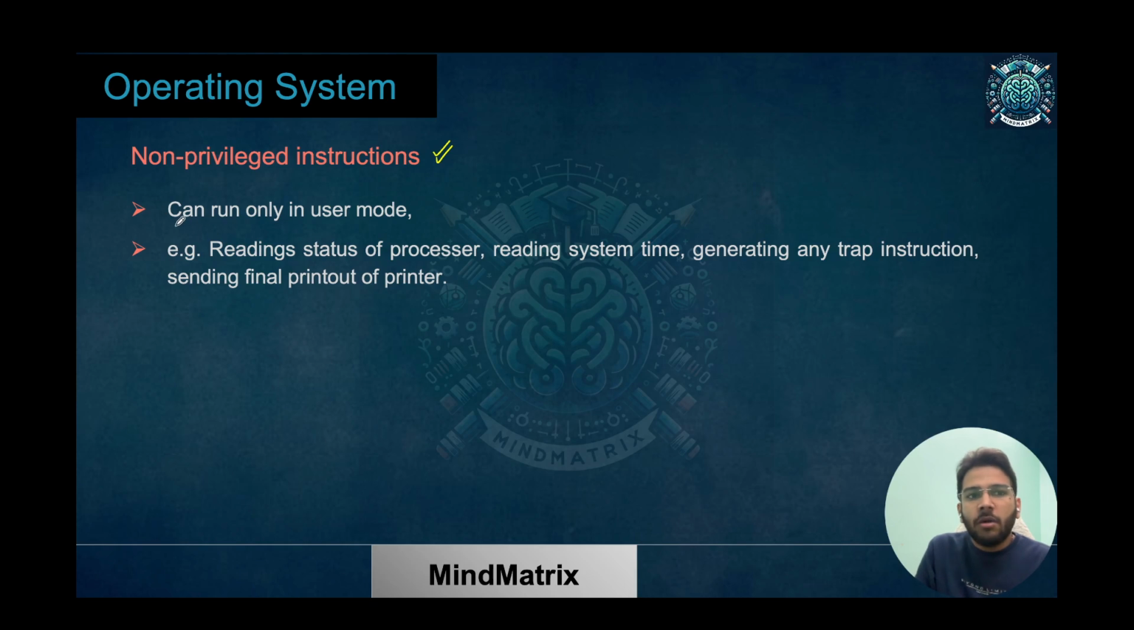So we can run non-privileged instructions in the user mode. And there are certain examples like reading the status of the processor, reading the system time, generating a trap instruction, sending the final printout to the printer. For all these services we don't need operating system intervention, so we can run them easily in the user mode. So these are the examples of non-privileged instructions. I hope it is all clear to you.